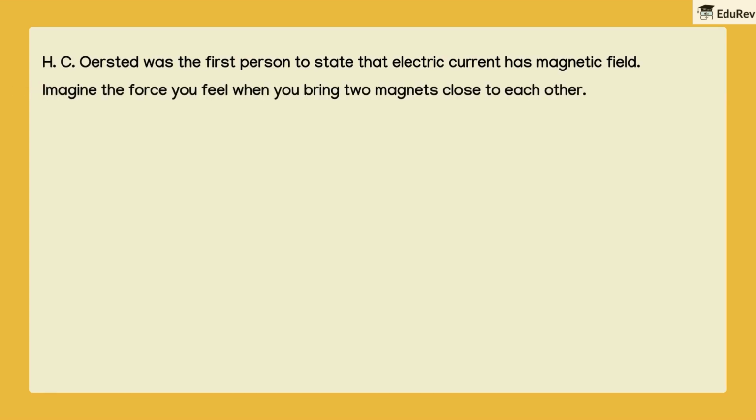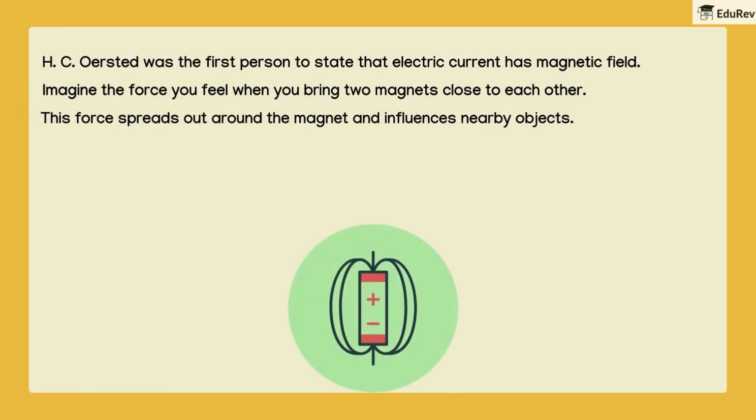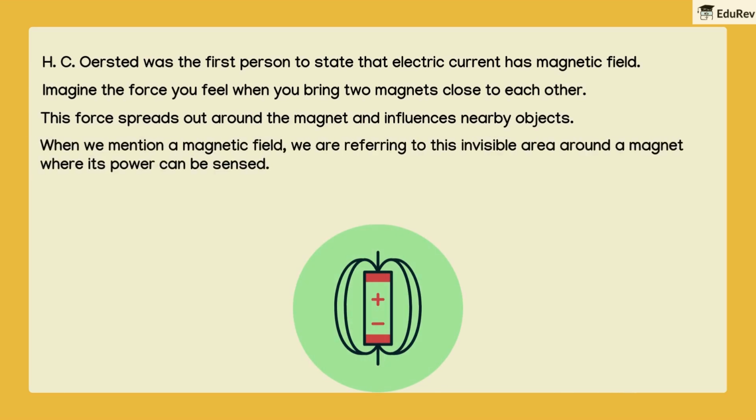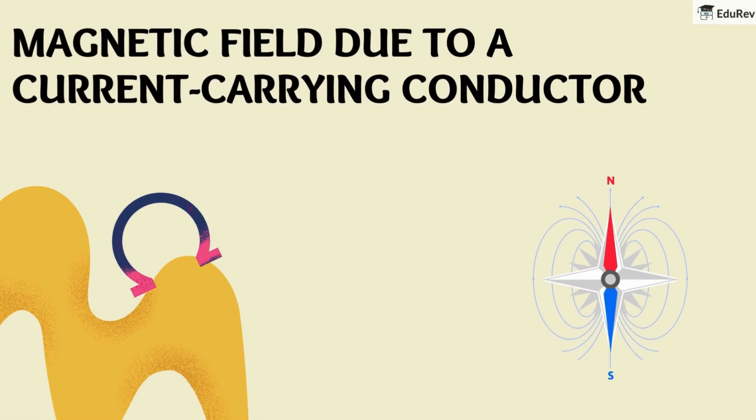Imagine the force you feel when you bring two magnets close to each other. This force spreads out around the magnet and influences nearby objects. When we mention a magnetic field, we are referring to this invisible area around a magnet where its power can be sensed. Magnetic field due to a current carrying conductor.